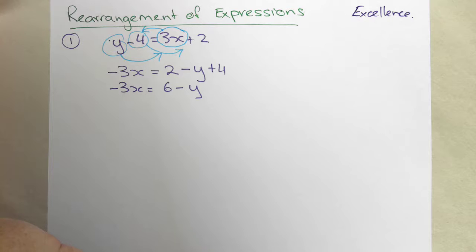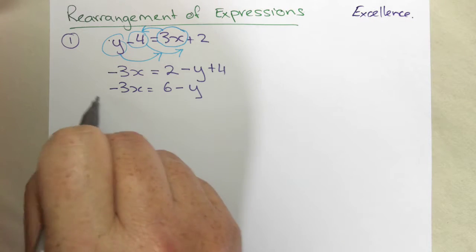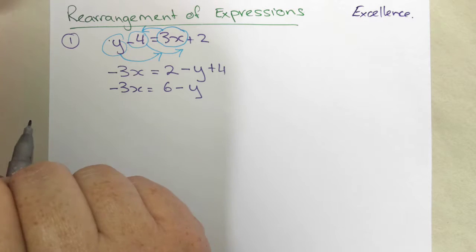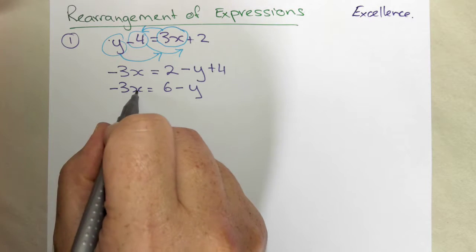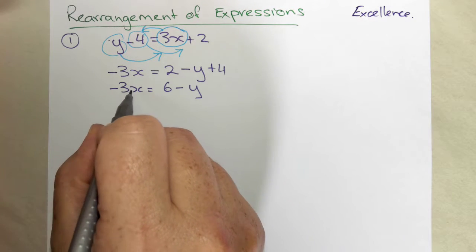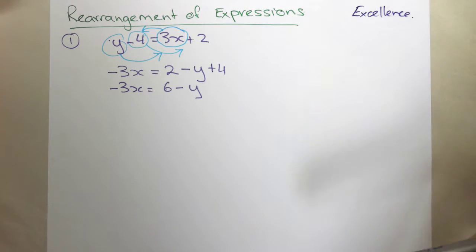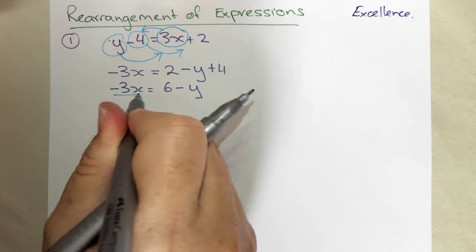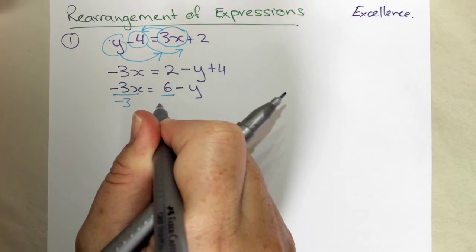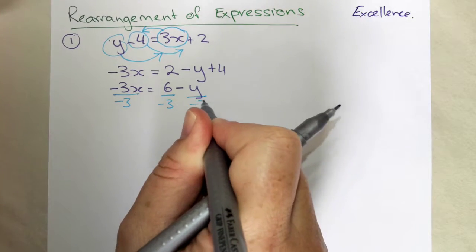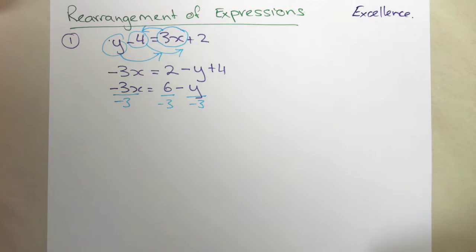Now what I want to do is get rid of this negative 3. So when I write minus 3x, that means I am multiplying by negative 3. What's the opposite of multiplying by negative 3? The opposite of that is dividing by negative 3. So I'm going to divide every term by negative 3. Okay, what I do to one, I have to do to everything.